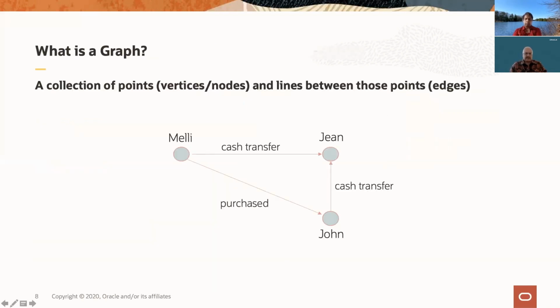What's a graph? It's a collection of nodes and edges that are connections between those nodes, and the edges represent relationships. For example, Melly transferred some money to Jean, or Melly purchased something from John. Each of these entities, the nodes and the edges themselves, can have properties: an address, an account number, a date that a transfer happened, or the amount of the transfer.